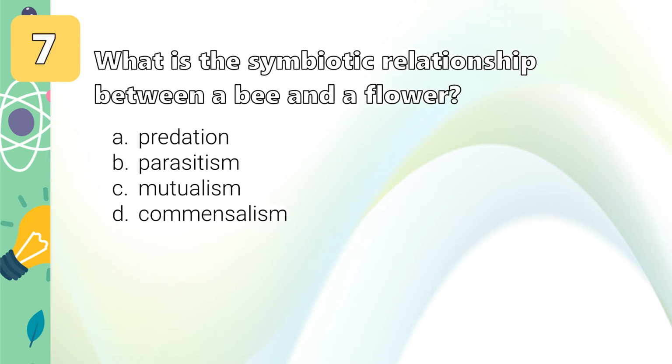Number 7. What is the symbiotic relationship between a bee and a flower? A. Predation. B. Parasitism. C. Mutualism. D. Commensalism.